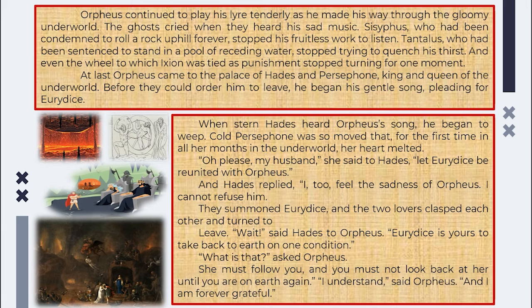"Wait," said Hades to Orpheus. "Eurydice is yours to take back to the earth on one condition." "What is that?" asked Orpheus. "She must follow you, and you must not look back at her until you are on earth again." "I understand," said Orpheus, "and I am forever grateful."